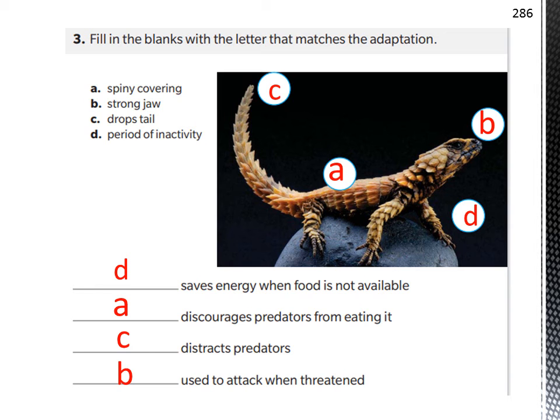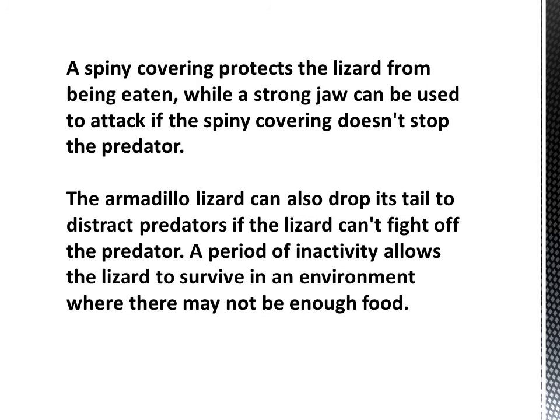I am so proud of you all. A spiny covering protects the lizard from being eaten, while a strong jaw can be used to attack if the spiny covering doesn't stop the predator. The armadillo lizard can also drop its tail to distract predators, if the lizard can't fight off the predator. A period of inactivity allows the lizard to survive in an environment where there may not be enough food.